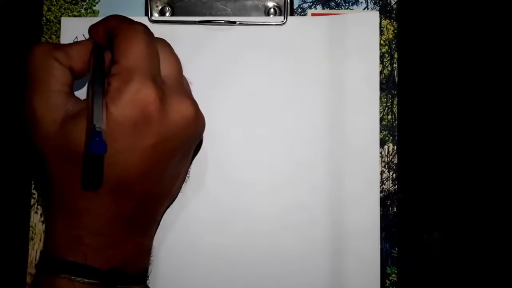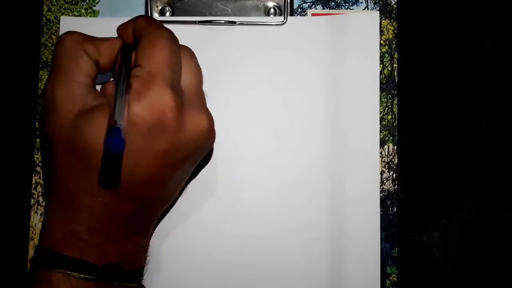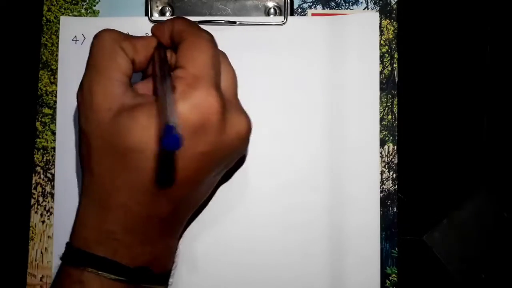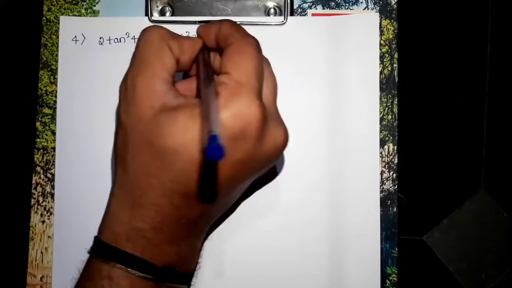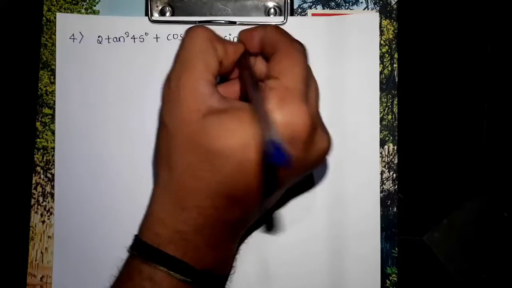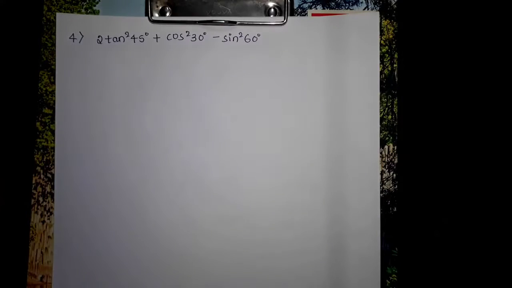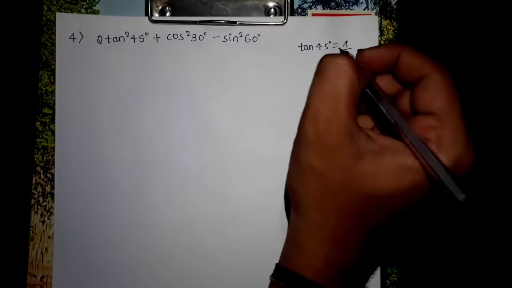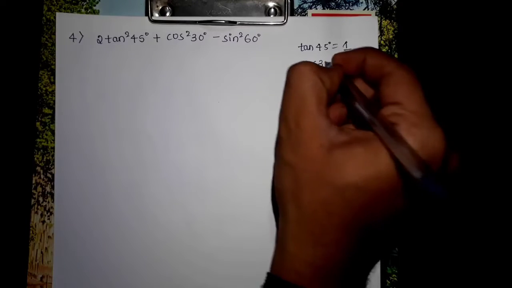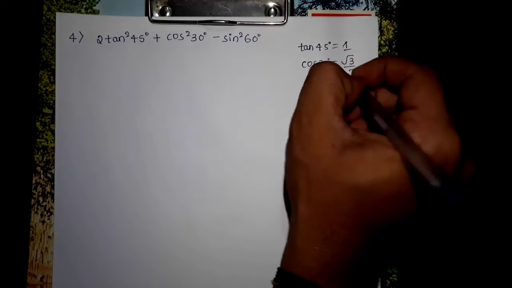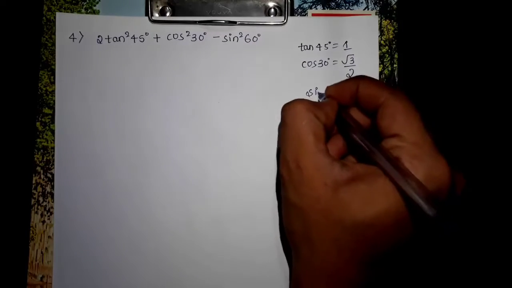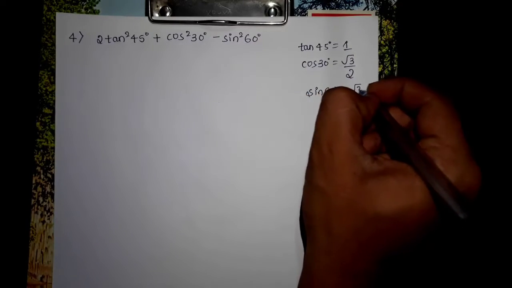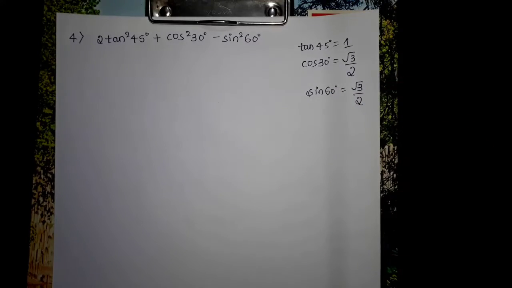Now let us go to the fourth question. That is 2 tan square 45 degree plus cos square 30 degree minus sin square 60 degree. For these types of question, you need to remember the values. What is tan 45 degree? Value of tan 45 is 1. What is cos 30? Value of cos 30 is root 3 by 2. What is value of sin 60? Value of sin 60 is again root 3 by 2. Please remember these values.